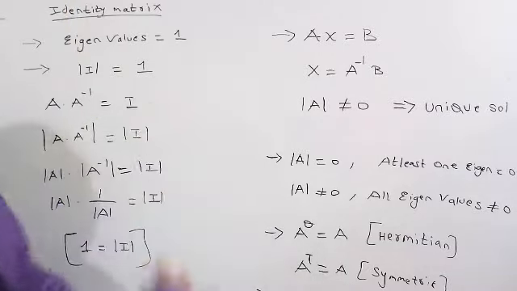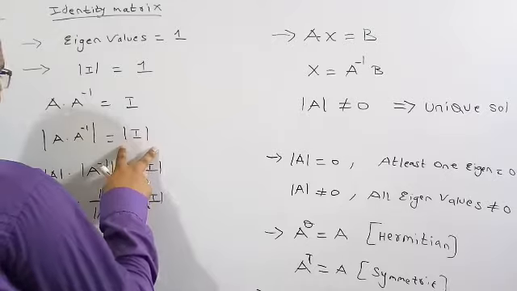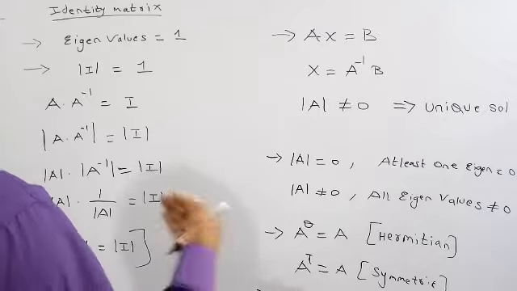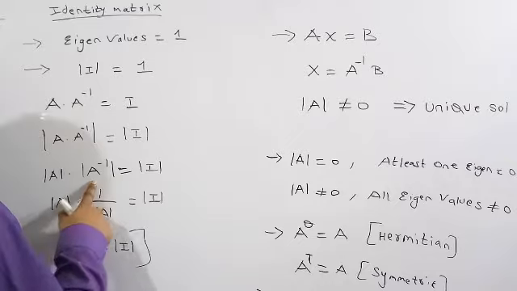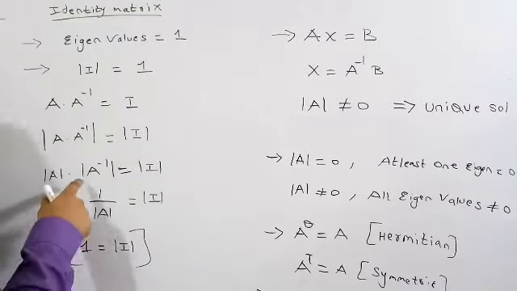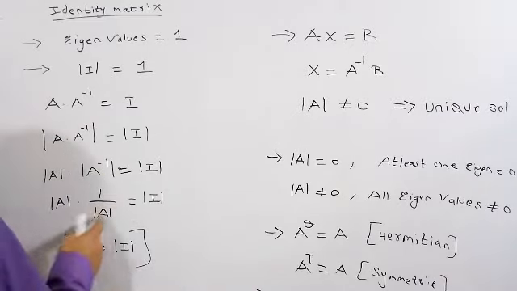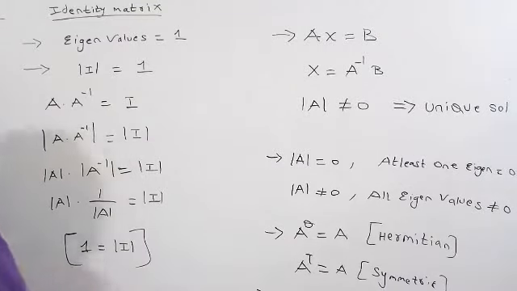In another fashion also we can figure out the determinant of the identity matrix: A into A inverse is equal to identity. Take the determinant of both sides. We already know the determinant of A into B is equal to determinant of A into determinant of B. So determinant of A into determinant of A inverse is equal to determinant of the identity matrix. But we know determinant of A inverse is equal to 1 by determinant of A, so these values get cancelled. Finally the determinant of the identity matrix is equal to unity.